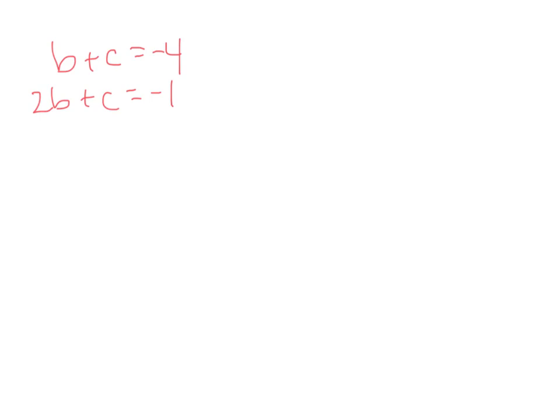Okay, so I have my 2 different equations. I'm going to again use elimination. If you want to use substitution, go for it. And I can see that if I subtract these 2 equations again, the c terms will eliminate. So I would have to do b minus 2b, which is -b, c minus c, which is 0, and finally -4 minus -1, which becomes -4 plus 1, which is -3. So since -b equals -3, b is 3.